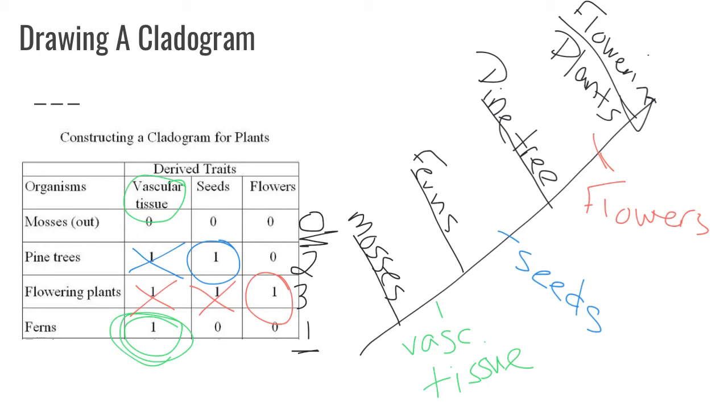So I can clearly tell on here that my flowering plants have flowers, seeds, and vascular tissue. My pine tree has seeds and vascular tissue. Ferns have just vascular tissue. Mosses have none. But any time that you guys are seeing this connection point right here, that is where we have a common ancestor. So I'm going to just do a big dot is equal to a common ancestor.